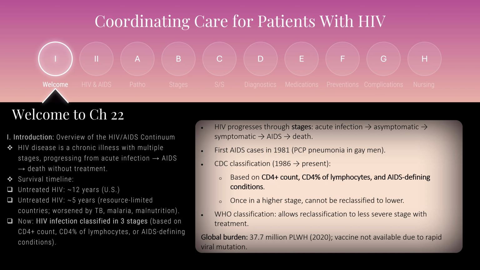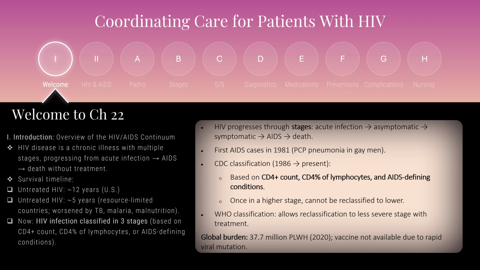CD4 percentage of lymphocytes or AIDS-defining condition. The key point: once classified in a higher stage, the patient cannot be reclassified to a less severe stage, even if immune function improves. The World Health Organization also has a separate classification system, slightly different from the CDC, which allows movement back to a less severe stage with treatment.